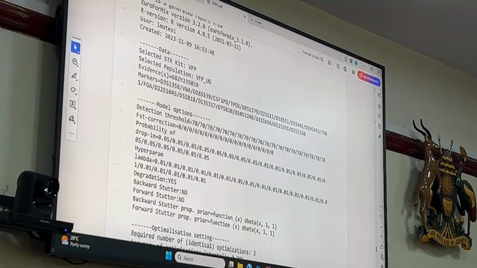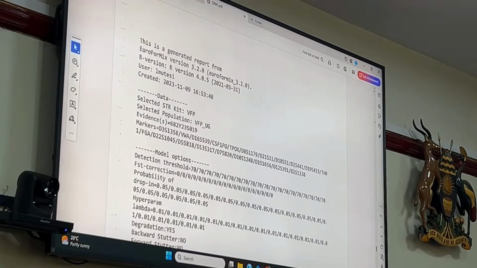Now, before you go to how the statistics are calculated, let's first go up. Explain to us the first part of what we're seeing. Just read it and tell us what that is. So at the very top, it's confirming that the report was generated from Euroformics version 3.2.0. And who is the user? The user is recorded as L. Mutesi.